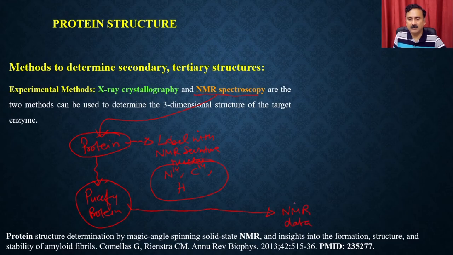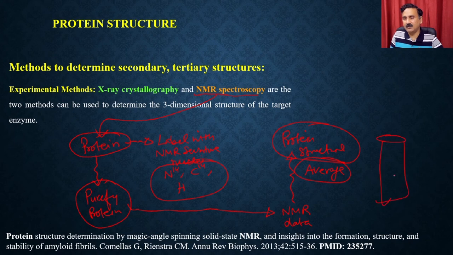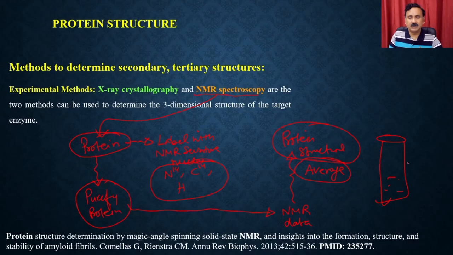And once you collect the NMR data and analyze it, it is going to give you the protein structure, and that protein structure is called the average structure, right? It is called the average structure because the NMR is performed in liquid. Imagine I have a protein in a test tube. This protein is freely moving, right? And its domains and other structures are also moving. Because of that, it gives me the average structure.